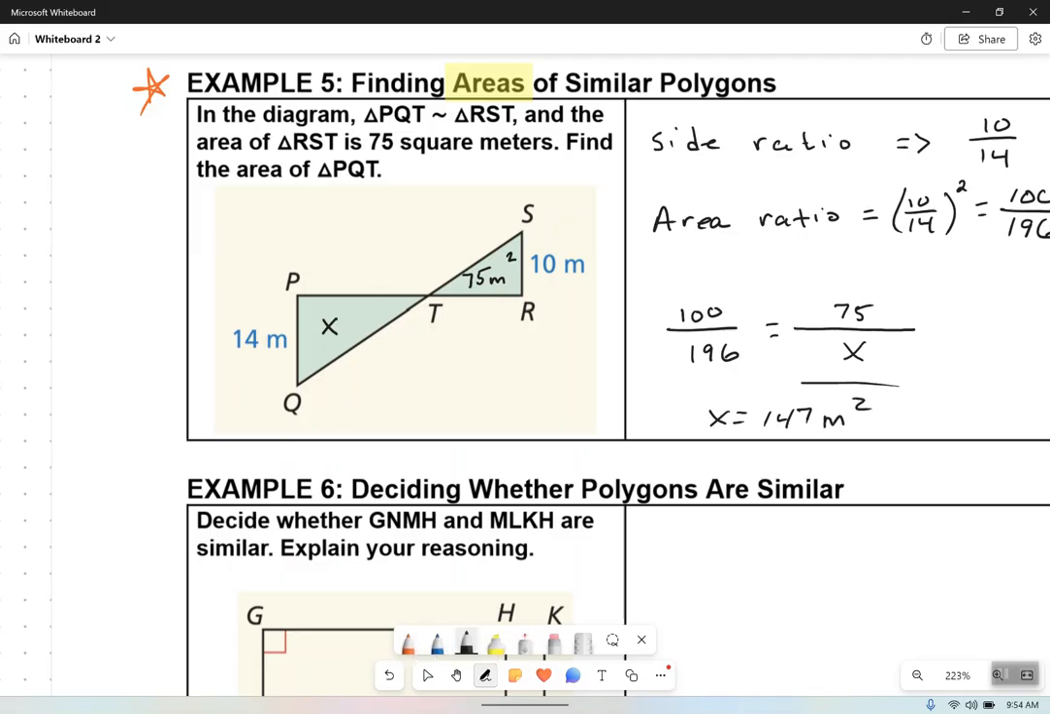So kids, if they start talking about area, you need to take your side ratio to set a proportion up. You need to take your side ratio and do what to it? And that gives you an area ratio. Now that's a tricky concept for kids, always has been when we first start looking at things like this. So if you get stuck on something, make sure you ask.